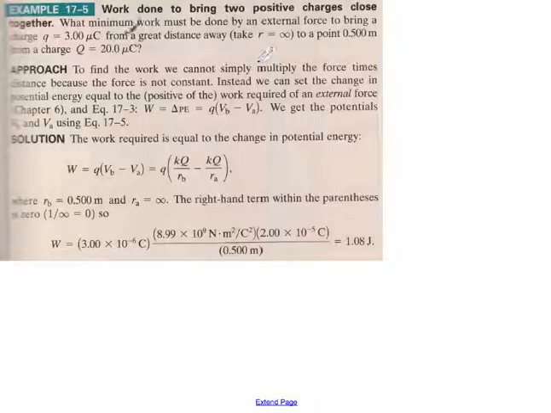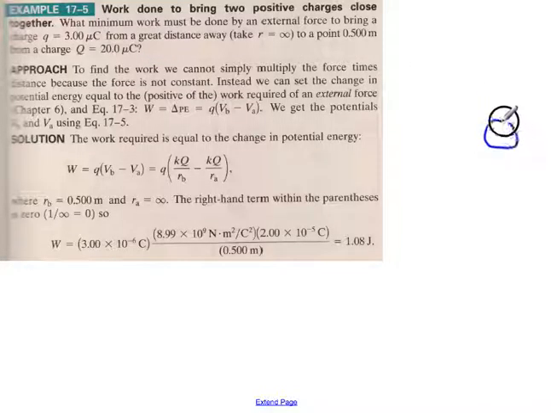So this one says what minimum work must be done by a force to bring a charge that's 3 microcoulombs, basically from infinity. So we're bringing it from a very far distance away, and we want to bring it really close, 0.5 meters away. Well, I guess that's like 1.5 feet away from this bigger charge that's also positive.